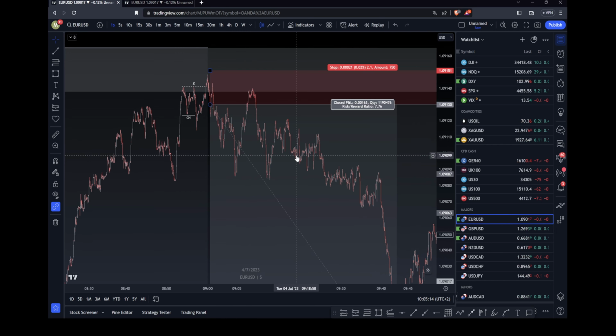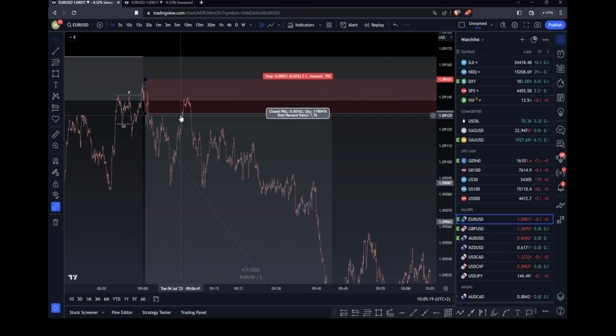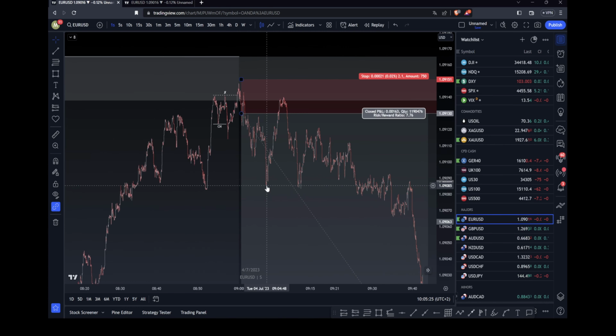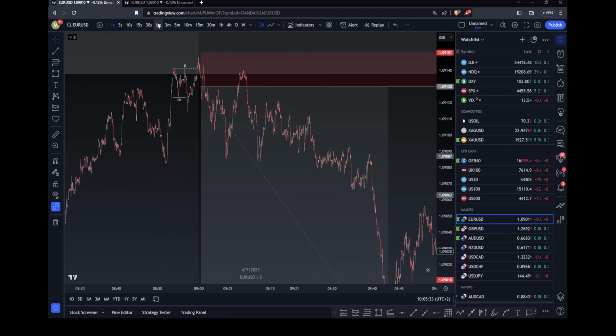For the take profits and the management, price was a bit choppy in the beginning of entering the trade. It didn't do a real break of structure to the downside over here, so I was a bit sweating when it came back into my red zone. And then it just slowly took off to the downside.